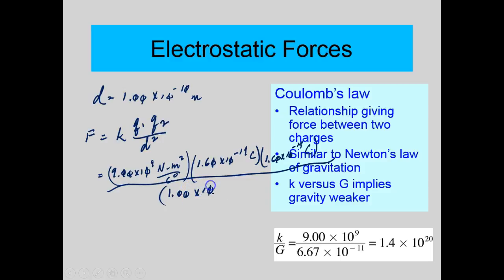1.00 times 10 to the minus 10 meters. But you're going to square that. Okay? Big exercise in scientific notation here.